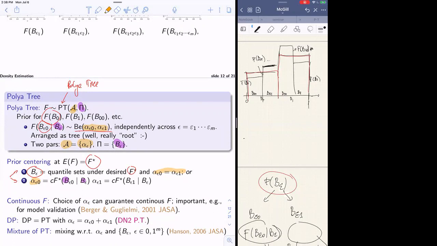Oh, this is kind of sloppy in my notes here. I only said appropriate choice. So here's one of the reasons why the Pólya tree might be attractive as an alternative to the Dirichlet process prior. You can actually get continuous distributions. Not always, but if you make an appropriate choice of the alphas, you get continuous distributions. I hope I don't get it wrong now out of memory, but I believe the following thing is true.